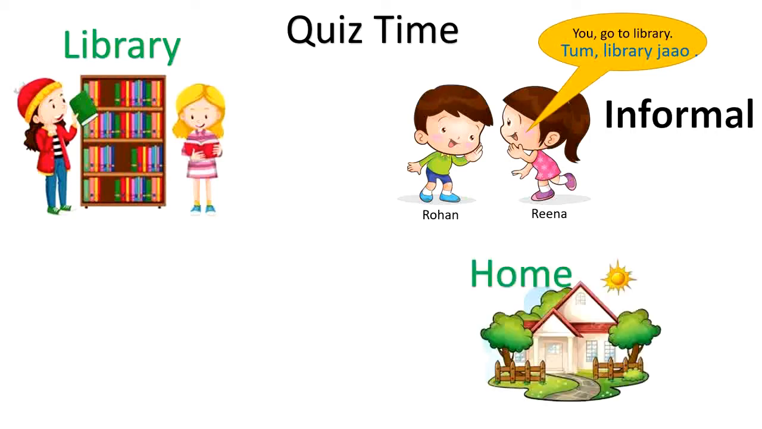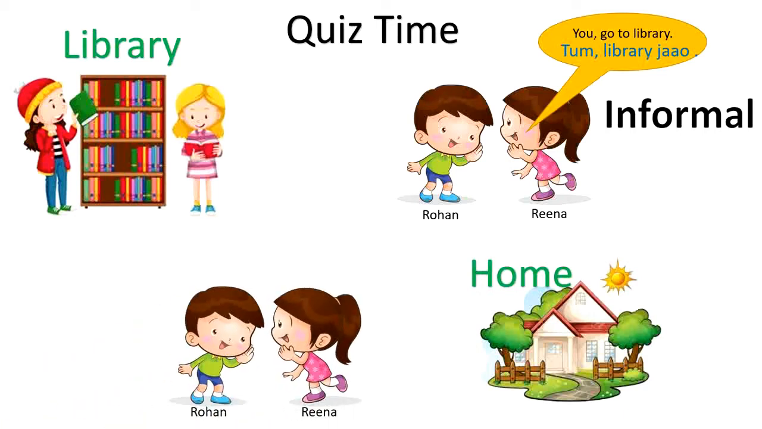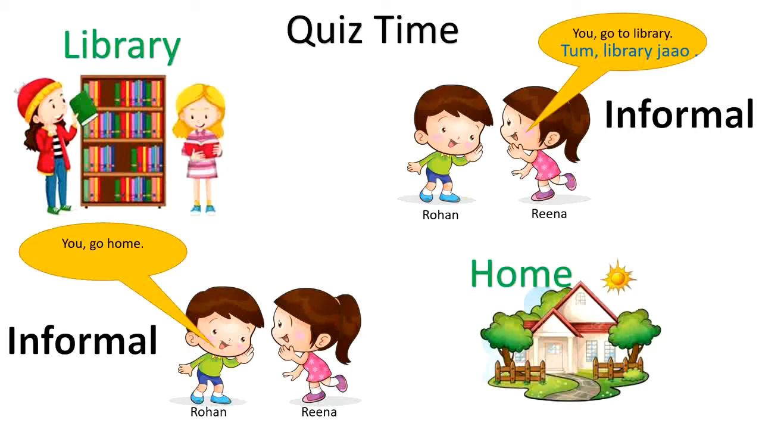Next question. There's a home. Rohan and Reena again. Now Rohan is saying in informal way to Reena, you go home. What is he saying in Hindi? Time starts now. Are you ready? तुम घर जाओ.